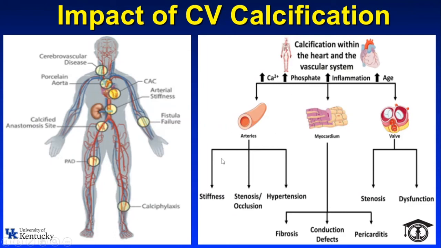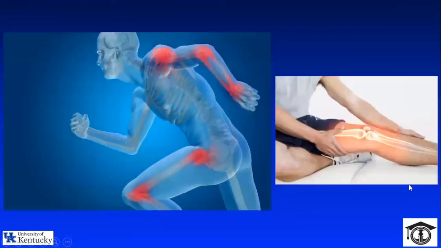It can cause arterial stiffness, and can cause stenosis in the aortic valve and mitral valve calcification. It can aggravate the systolic hypertension. It affects the myocardium and increases myocardial fibrosis, and can induce conduction defects, arrhythmia, and pericarditis. We usually thought that pericarditis is related to uremia, but it's also related to calcification, and it can induce myocardial dysfunction.